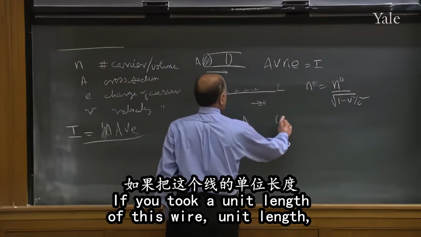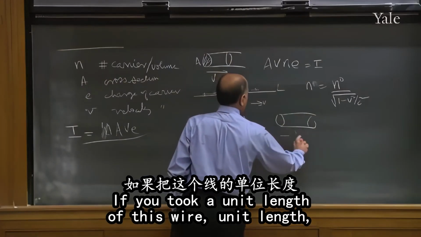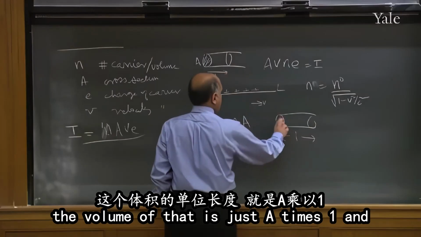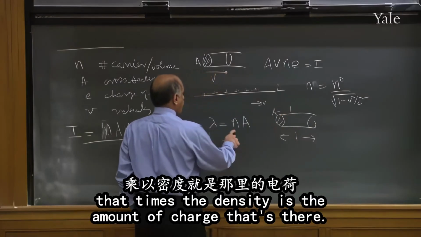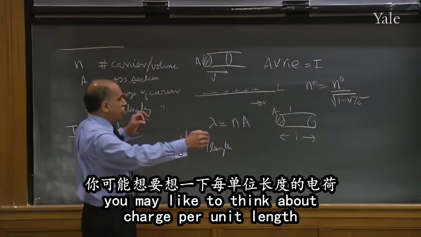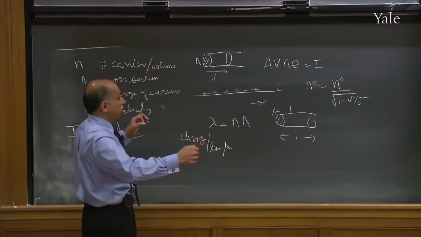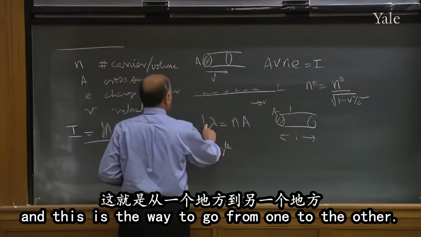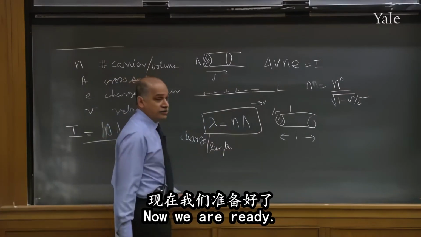If you took a unit length of this wire, the volume of that is just A times 1, and that times the density is the amount of charges there. So if you have a very thin wire, you may like to think about charge per unit length rather than charge per unit volume, and this is the way to go from one to the other.